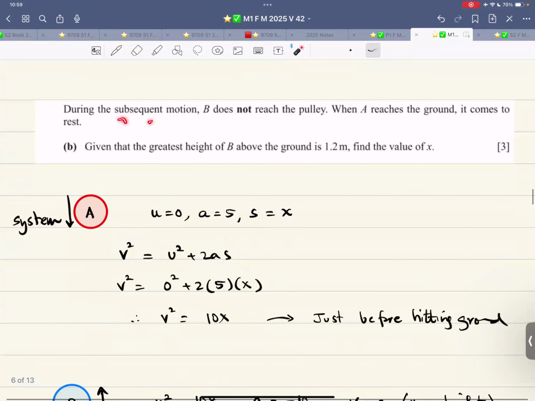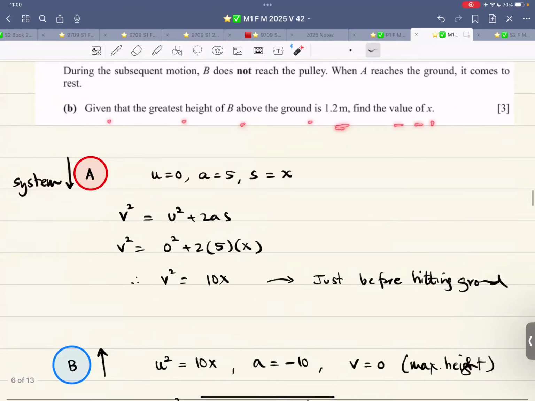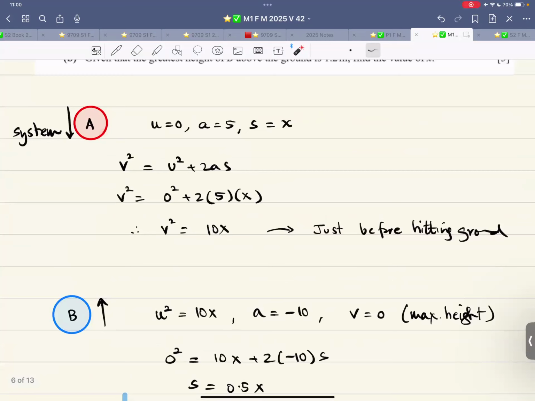Now it says during the subsequent motion, B does not reach the pulley. Sometimes it says the string is long enough so that B does not reach the pulley. When A reaches the ground, it comes to rest. Given that the greatest height of B above the ground is 1.2 meters, find the value of X. Now, as a system, when particle A was moving, this is the acceleration of the system. The distance is X.